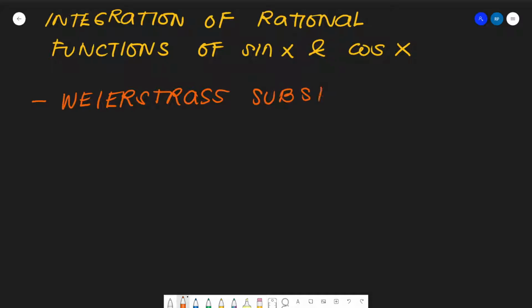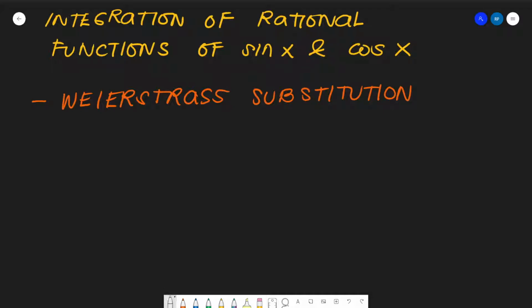Weierstrass substitution. So, what is the Weierstrass substitution? This is when we use sine x and cosine x as if it is a rational function or an algebraic function instead of a trigonometric function. So, it is mixed in with other rational functions, not just algebraic but also constants, things like that.